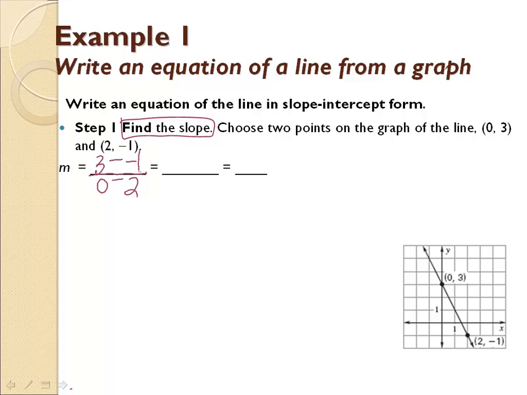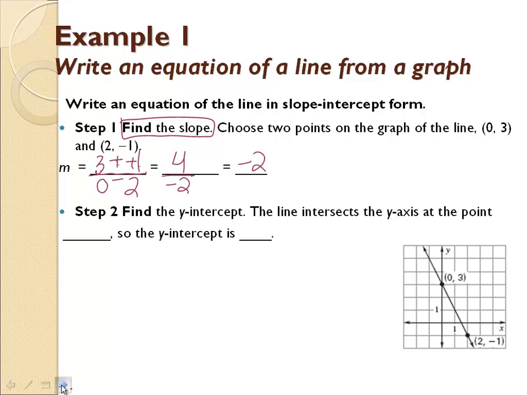Now I'm just going to reduce. Minus a negative becomes plus a positive. 3 plus 1 is 4, over 0 minus 2, which is negative 2. 4 divided by negative 2 is negative 2. So that's my slope.